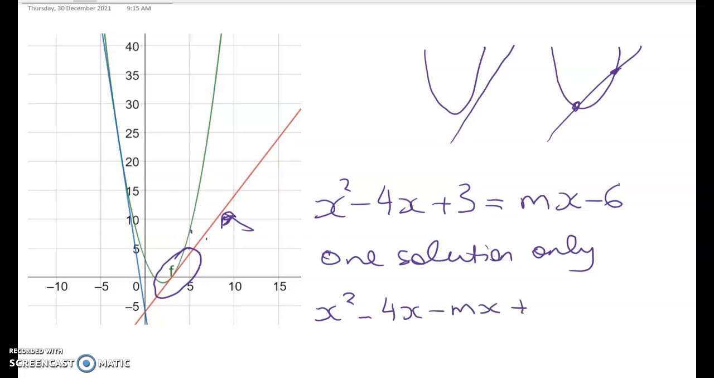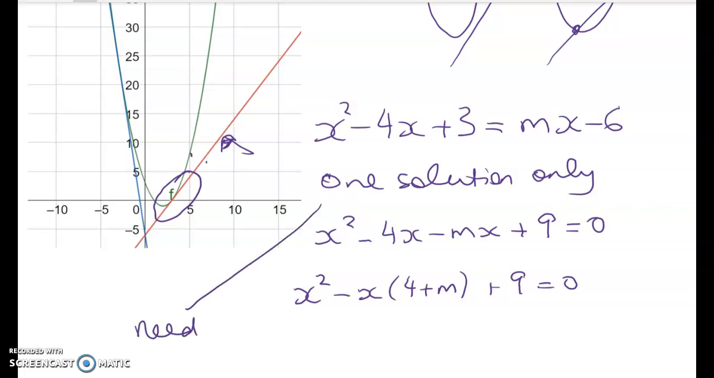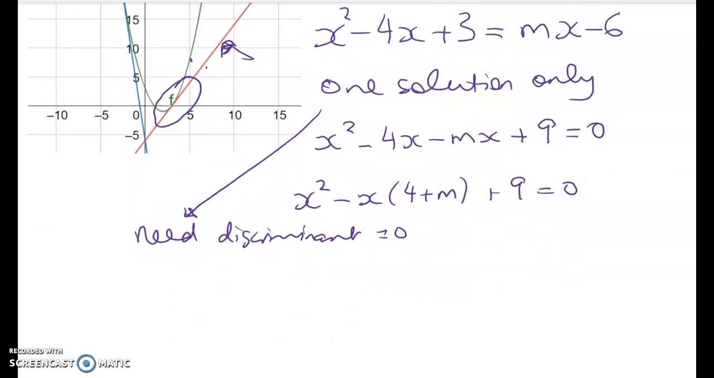So I think for most of you, this is probably the way you did this question, because once you've got the hang of this method, I think it's a really nice way to think about it. So we've got x squared minus x times (4 plus m) plus 9 is equal to 0. So one solution. Because it's one solution only, we need the discriminant equals 0. So what's my discriminant in here?